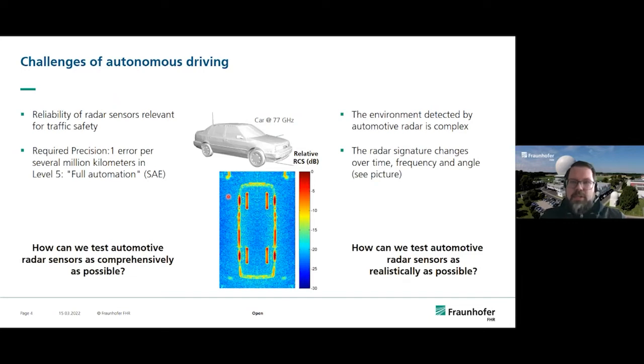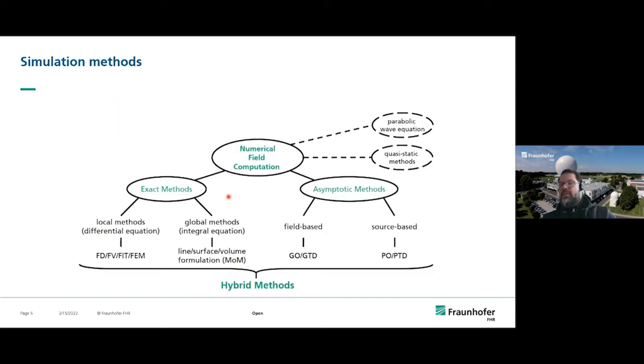So of course you can approach this using simulation methods. You can go for numerical field computation, and there are mostly two different ways you can do this. You can use exact methods. These can be local methods based on solving some differential equations, or it can be done by solving integral equations. These are global methods, and perhaps you have even heard the names behind them: finite element and method of moments.